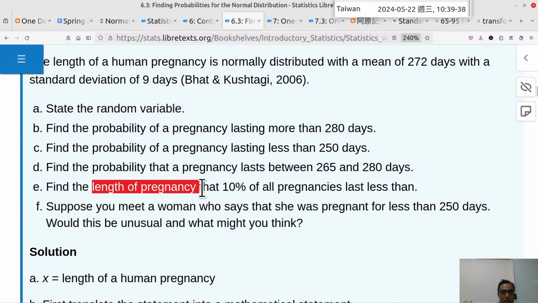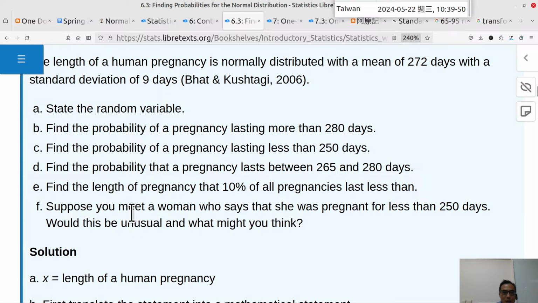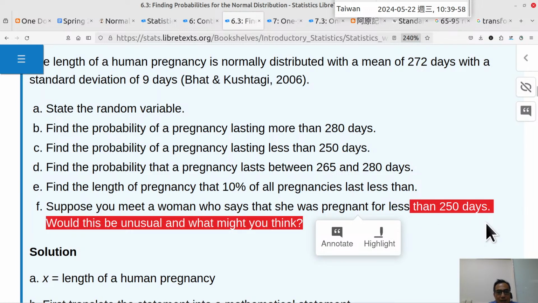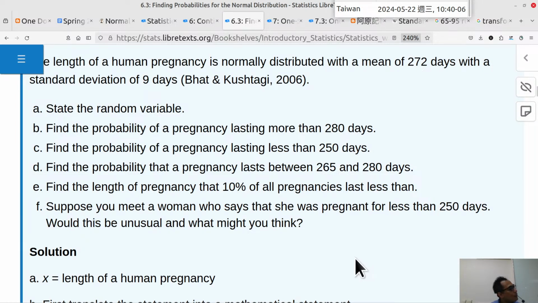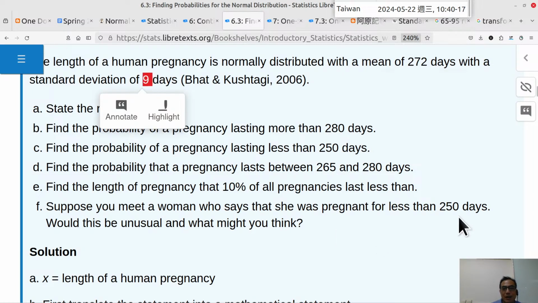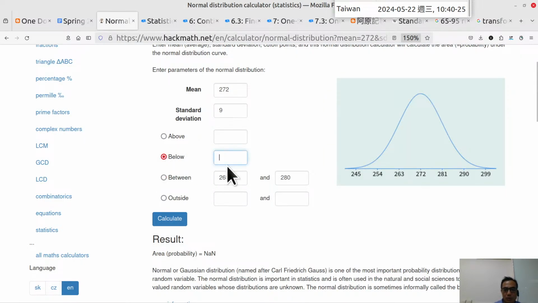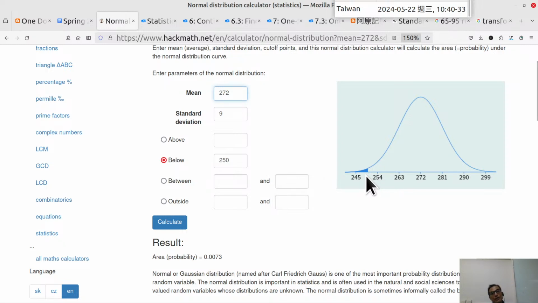Find the length of pregnancy that 10% of the pregnancies are less than. Okay, suppose you meet a woman who says she was pregnant for less than 250 days. What will be unusual, and what might you think about the pregnancy? The average is 272 and the standard deviation is 9. If less than 250, the probability is not big. Below 250, the probability is really small. Can you see it?